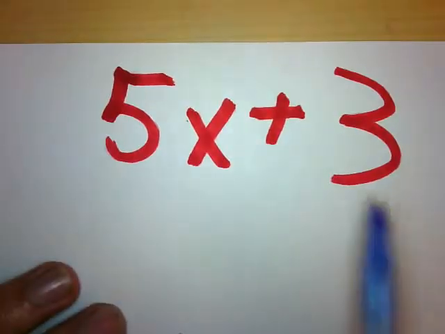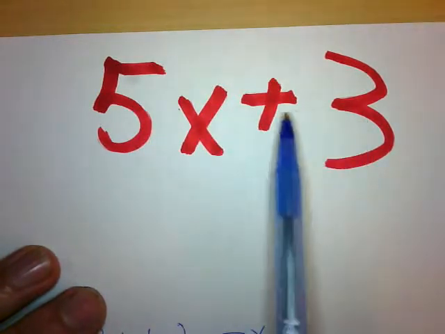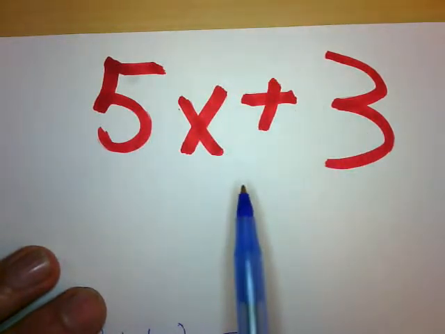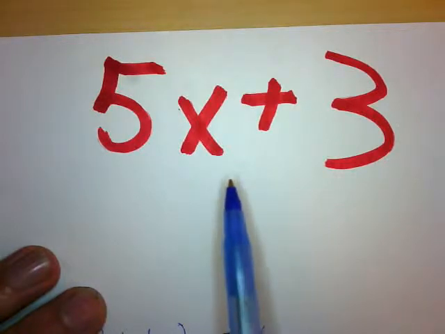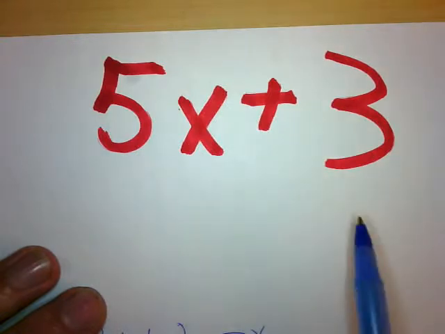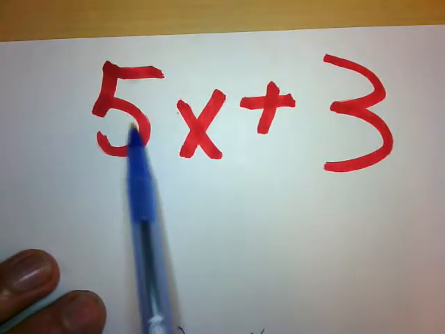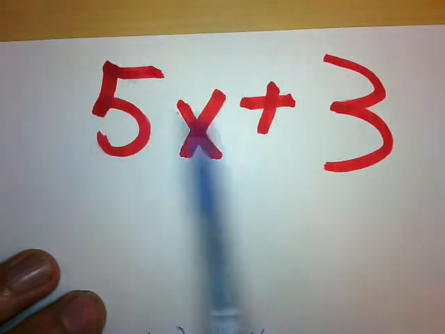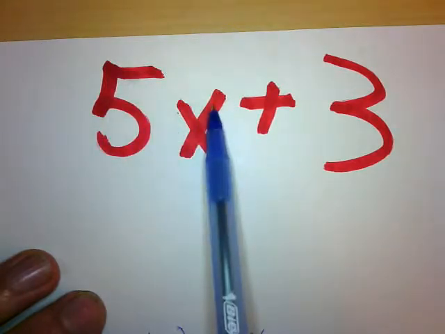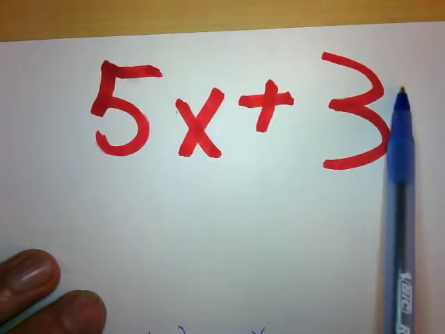All right, parts of an expression. 5x plus 3. You will probably be asked to label parts of an expression. An expression is different from an equation because an expression has no equal sign. So this is an expression. The 5 is called the coefficient. The x is called the variable. And a number by itself is called a constant.